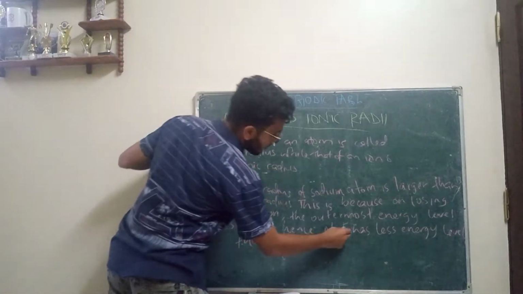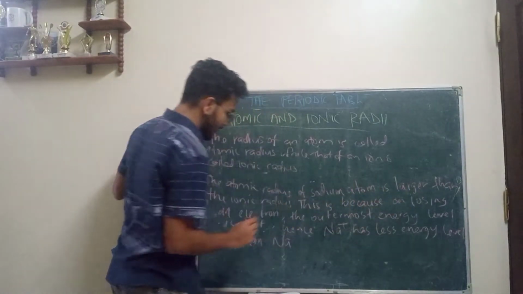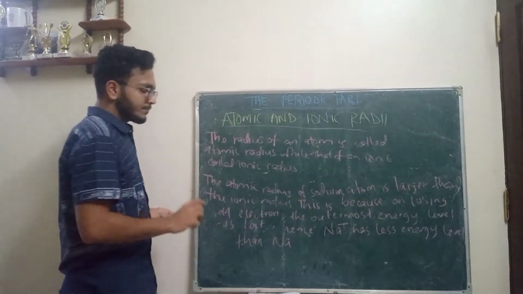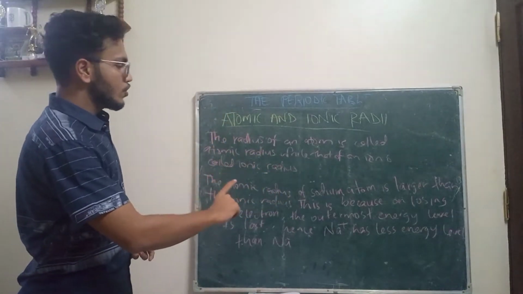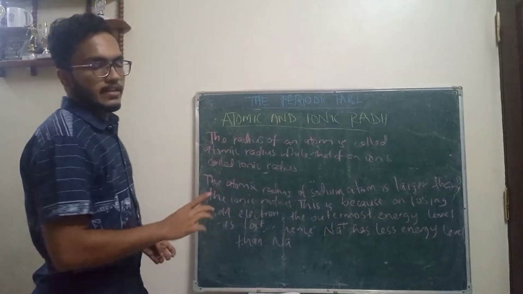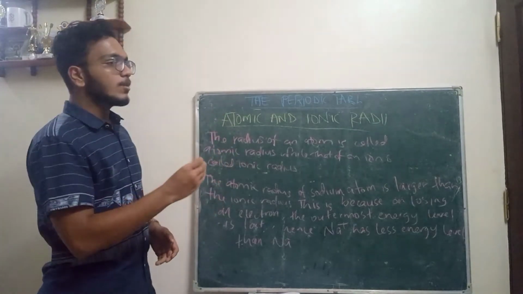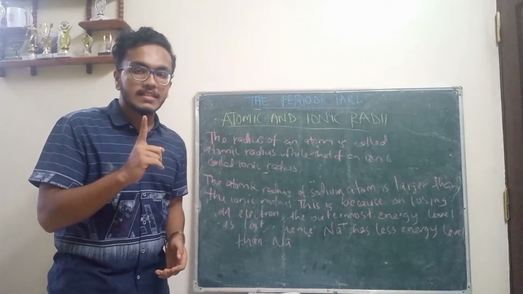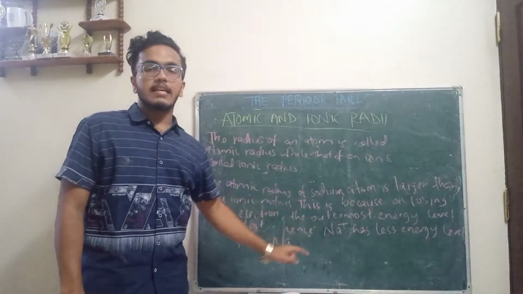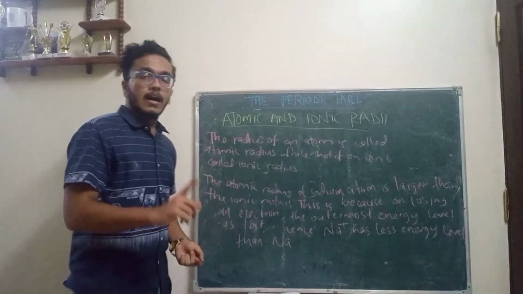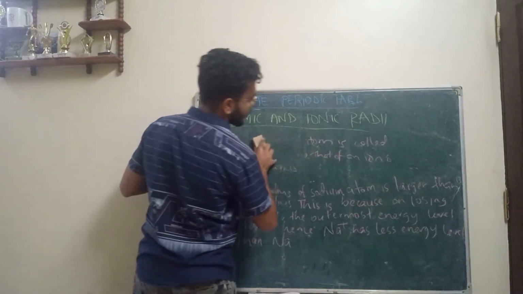Hence, sodium positive, which represents sodium ion, has less energy levels than sodium atom. Let's read it again. The atomic radius of sodium atom is larger than the ionic radius. This is because on losing an electron, the outermost energy level is lost. So that is a decrease in one whole energy level. Hence sodium ion has less energy levels than sodium atom. Now I will give the example of this practically. Let me draw.